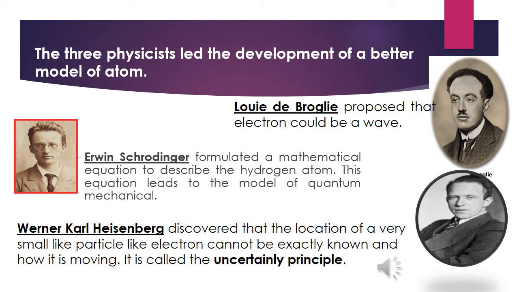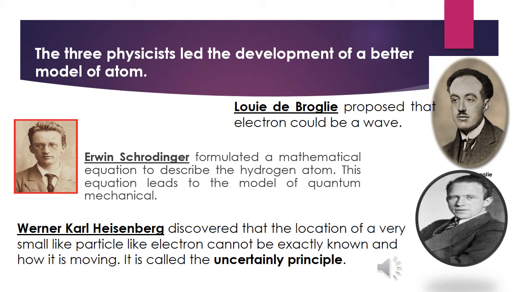And these are the three physicists who led the development of a better model of the atom. First, we have Louis de Broglie. He proposed that an electron could be a wave. Next is Erwin Schrödinger. He formulated a mathematical equation to describe the hydrogen atom. This equation leads to the quantum mechanical model.